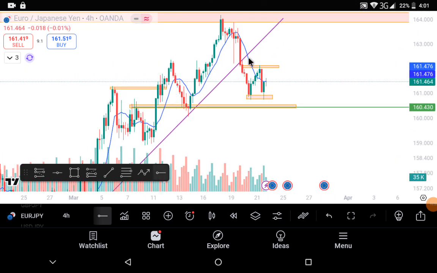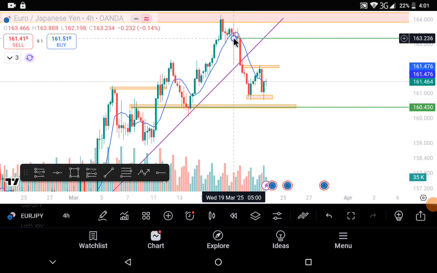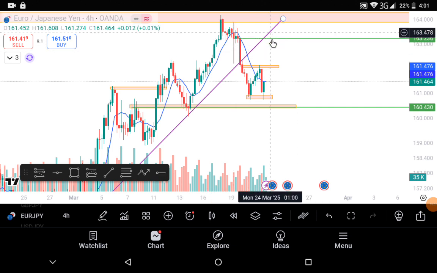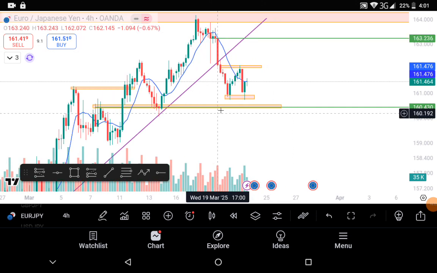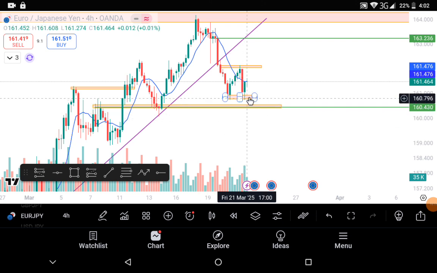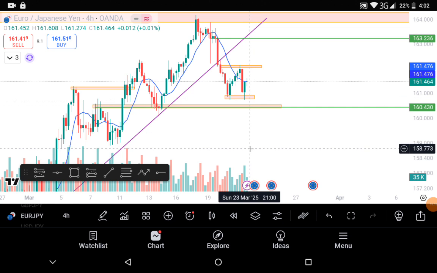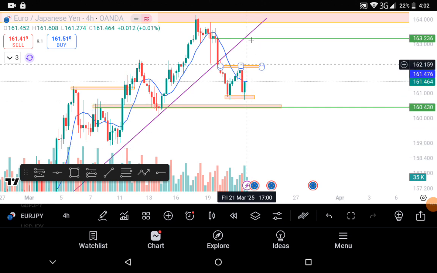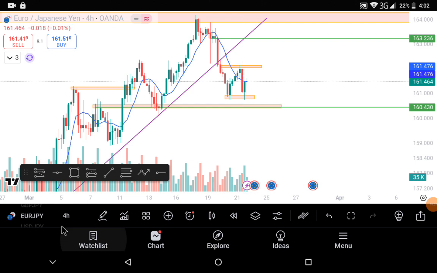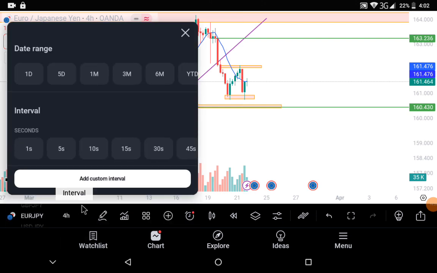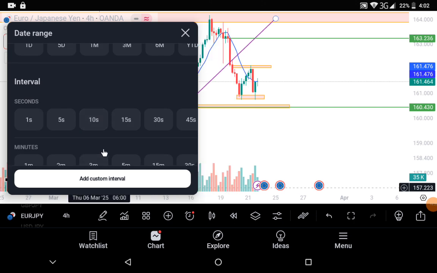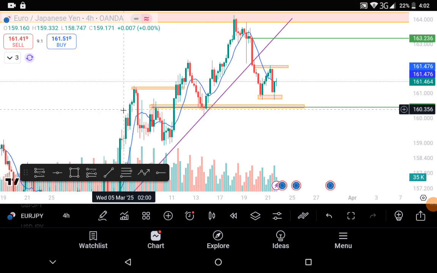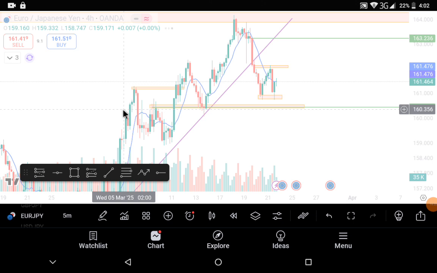This is a 4 hours time frame, so all we are looking out for right now is for price to either break below here, then we enter for a sell, or break above here, we enter for a buy all the way here. So now if you scale down to the 5 minutes time frame, this is when it's going to get really very interesting. On the 5 minutes time frame, we just have to wait patiently.